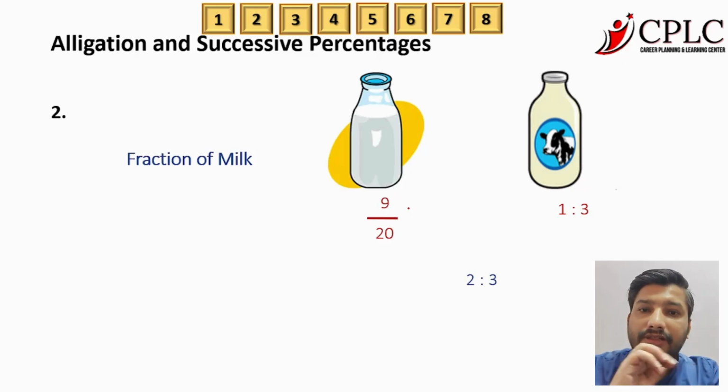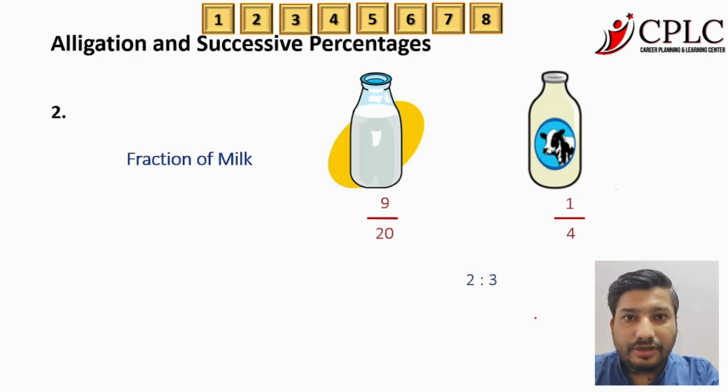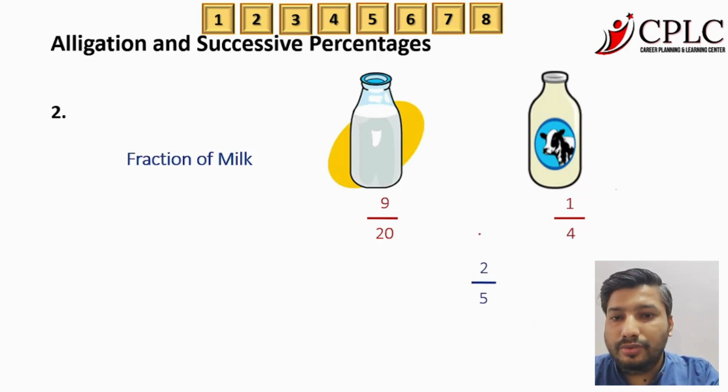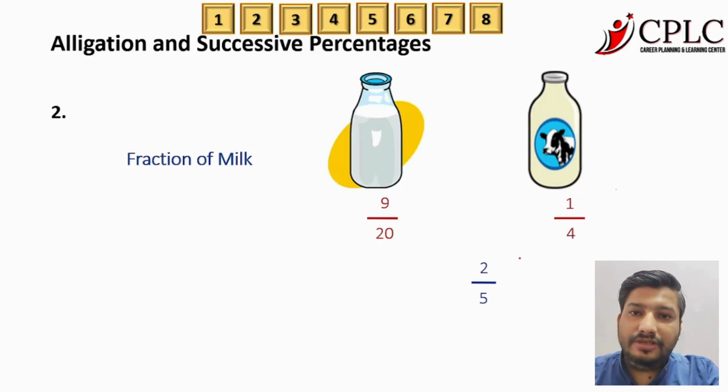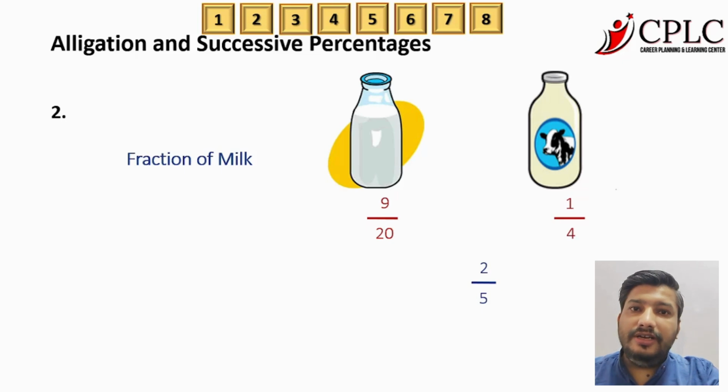Similarly, in the second vessel the ratio was 1:3. So the fraction of milk becomes 1/4, and after mixing you get 2:3 as the ratio. So the fraction of milk becomes 2/5 basically. Now what we will have to do is obviously do the allegation, that is take positive difference in the cross format. But before we do that, we'll have to do one more simplification, that is in terms of making the denominators equal, because the denominators are not same.